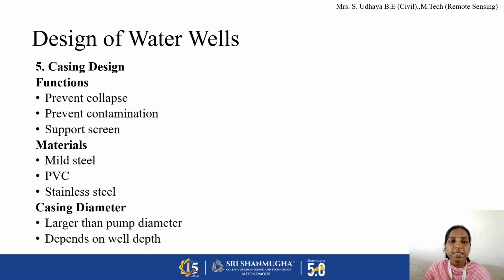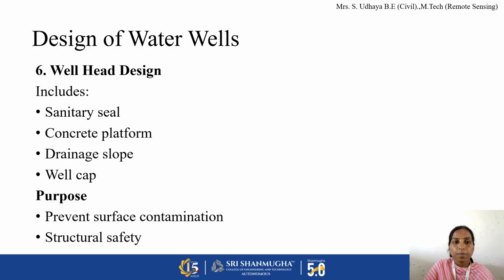Then coming to the casing design, casing is mainly provided to prevent well collapse, to prevent contamination, and to support the screen. The materials used for casing are mild steel, PVC, and stainless steel. The casing diameter should be larger than the pump diameter, and it depends mainly on well depth. Then we have to design the wellhead. Wellhead includes the sanitary seal, concrete platform, drainage slope, and well cap. The main purpose is to prevent surface contamination and ensure structural safety.